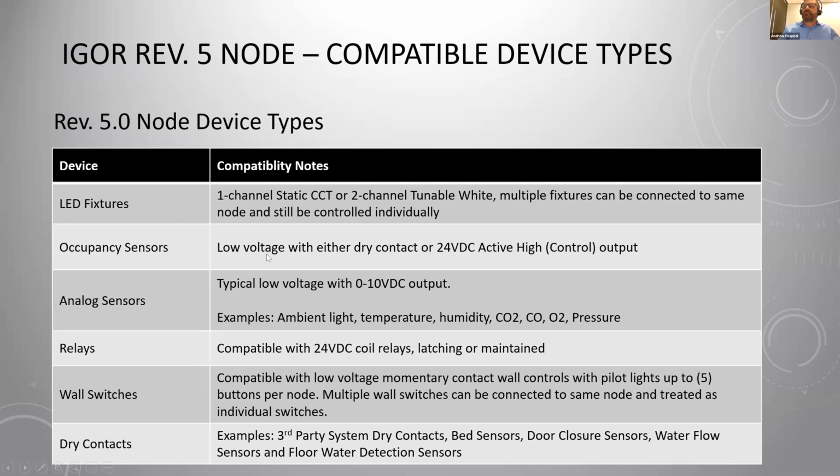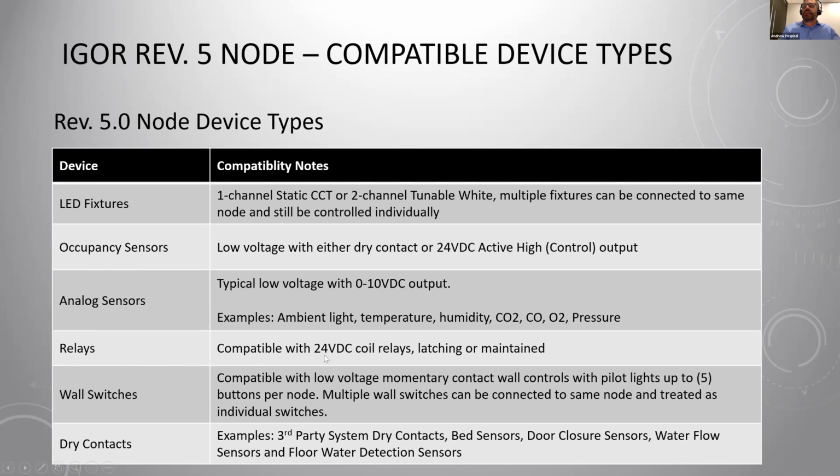Occupancy sensors, based on what I talked about on the last slide: dry contact, 24 volt active high. Analog sensors, a couple examples would be ambient light level sensor for daylight harvesting, temperature sensor, humidity, CO2, CO, O2, pressure, et cetera. Really, any analog sensor that can output a 0 to 10 volt signal, you can hook up to our nodes, and we can read that data in, harvest that data, and store that data for you.